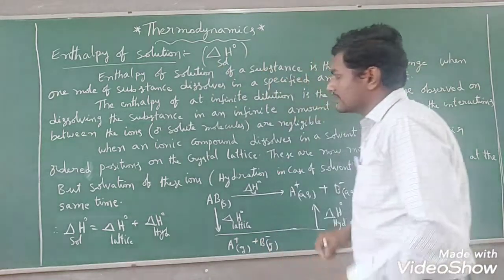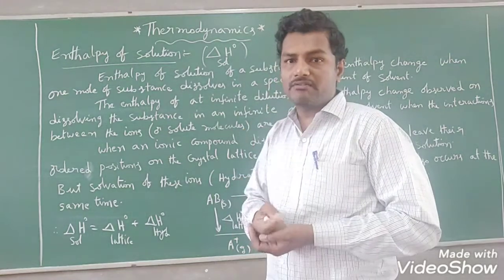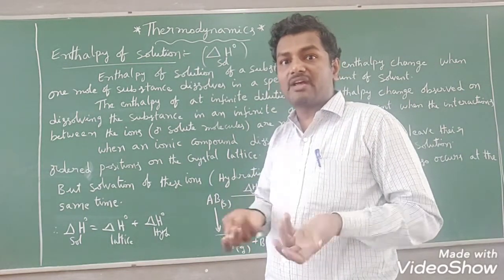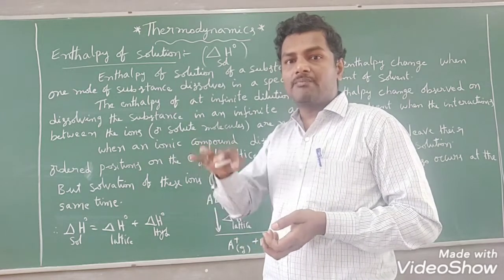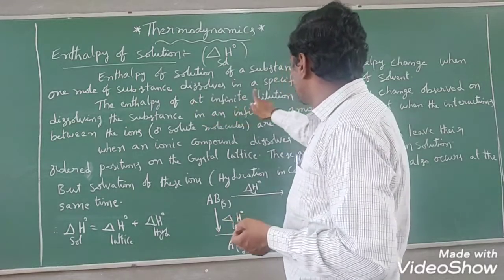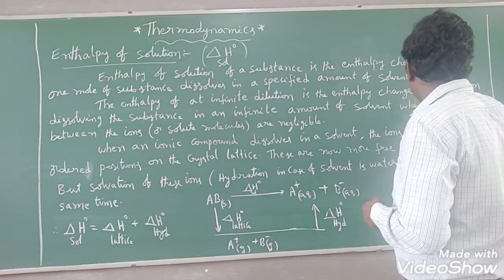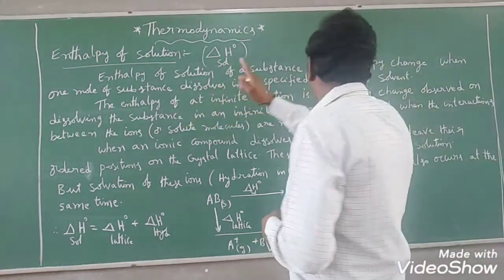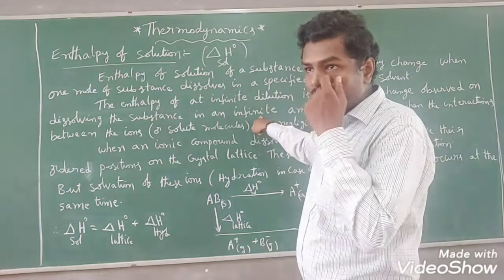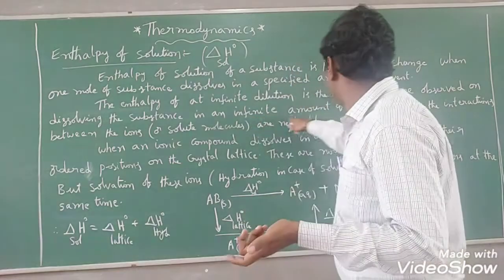So enthalpy of solution means the enthalpy change when 1 mole of a substance is dissolved in a specified amount of solvent. If you apply infinite dilution, it means you have added more and more solvent. Then what will happen? The enthalpy at infinite dilution is the enthalpy change observed on dissolving the substance in an infinite amount of solvent. If you add a little amount of solute to an infinite amount of solvent, what will happen now?